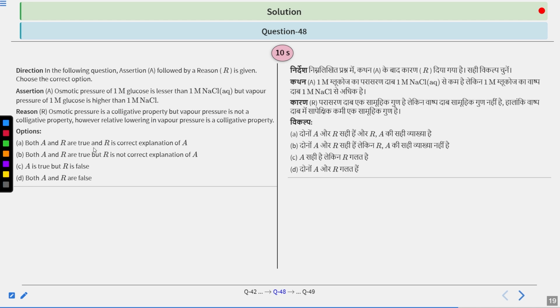Options are A. Both A and R are true, and R is the correct explanation of A. B. Both A and R are true, and R is not the correct explanation of A. C. A is true, but R is false. And D is both A and R are false.